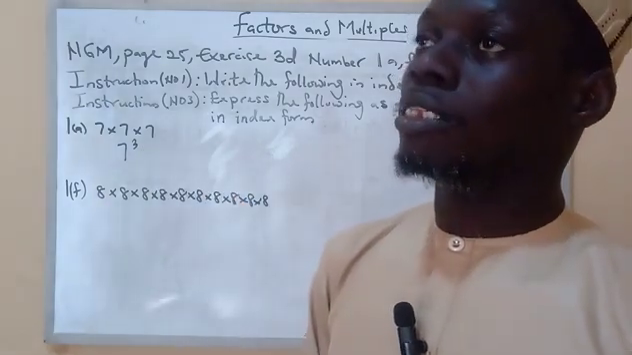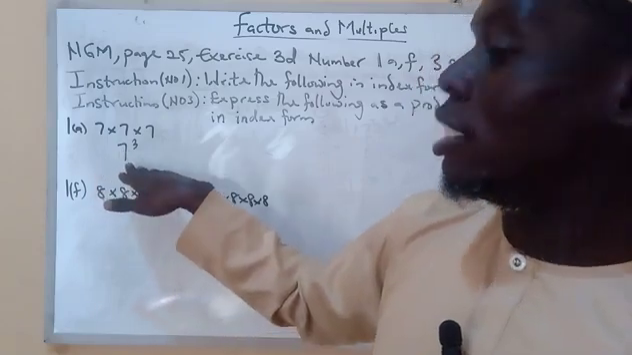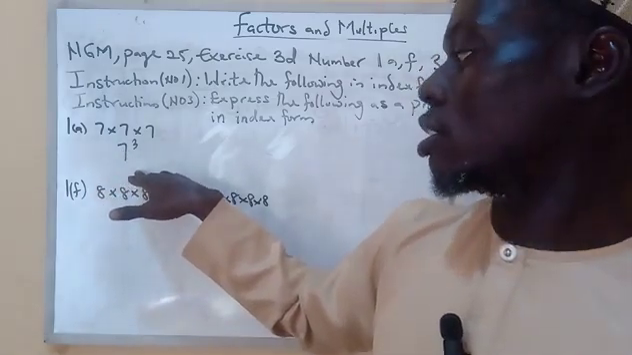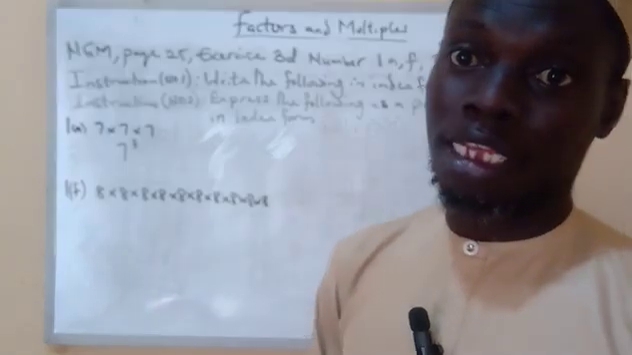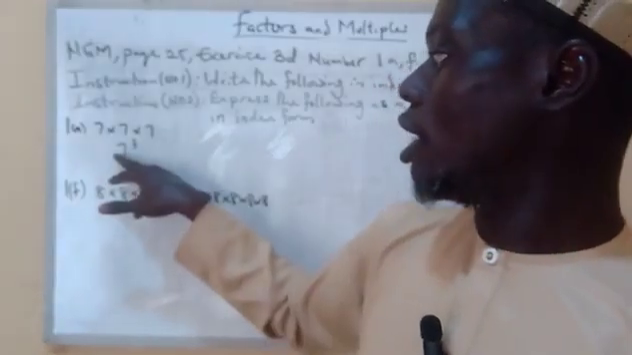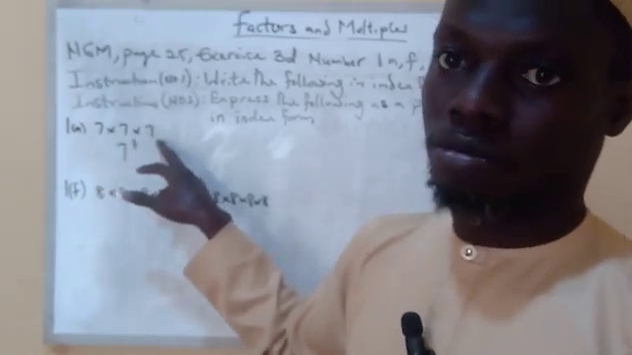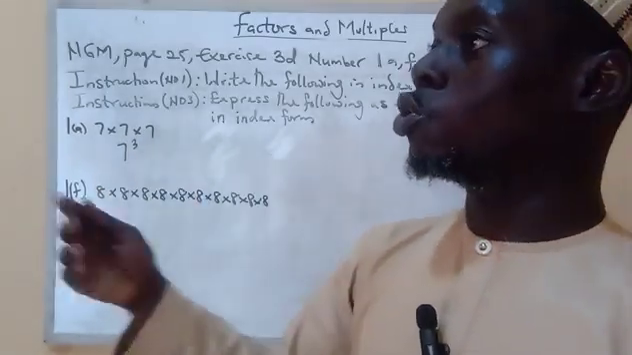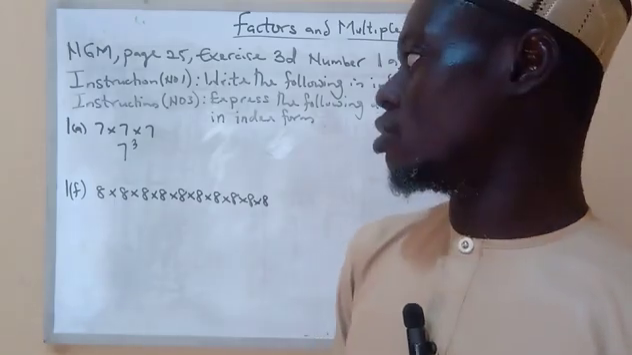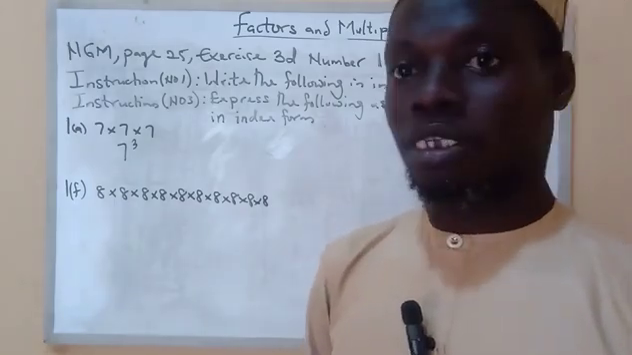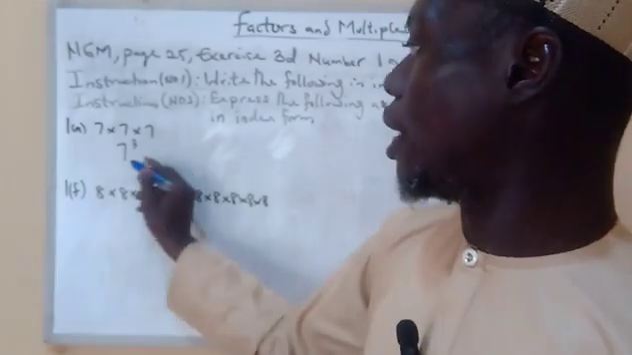Some of the likely mistakes students make in this regard, whenever they see index form numbers like this, they carelessly say that it is 7 times 3, which is a wrong interpretation. So whenever you see 7 to the power of 3, it means 7 times 7 times 7. Whenever you see numbers like this, 2 to the power of 2 is 2 times 2. I know, but 2 to the power of 3 is not 2 times 3. Rather, it is what? 2 times 2 times 2. So that is about 1A. We have solved the 1A.